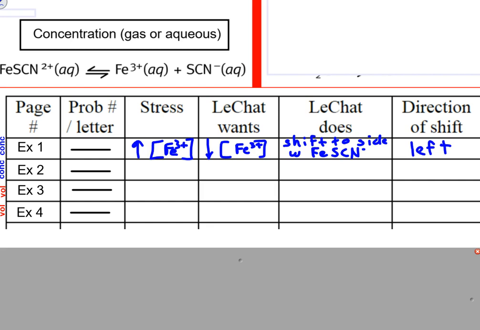You want to take out SCN, okay? So, you want to do the stress, oops, I'm going to take it out. I was going to write an up arrow. That is definitely a down arrow. And we're going to do SCN minus 1. So, there we go. And so what does LeChat want to do?